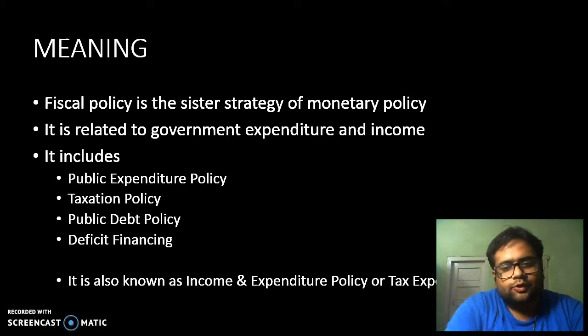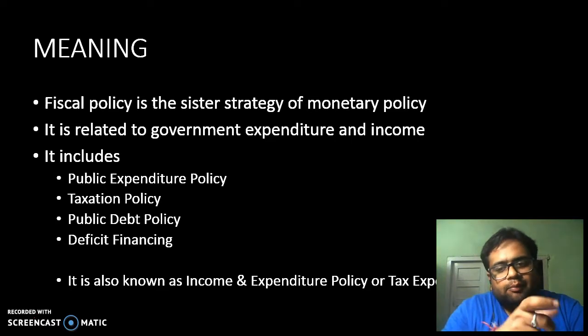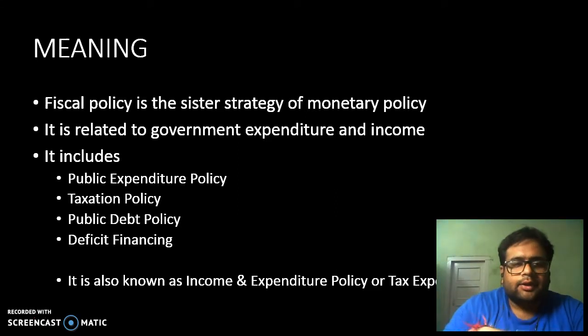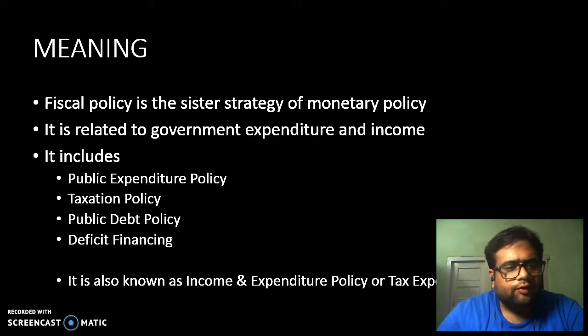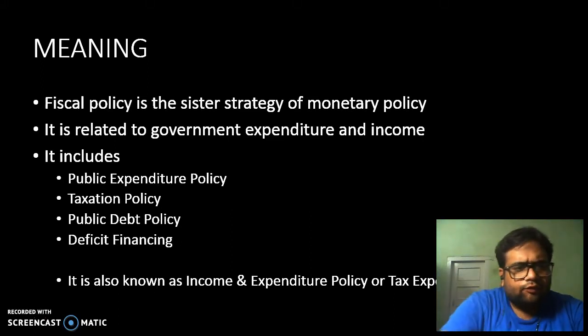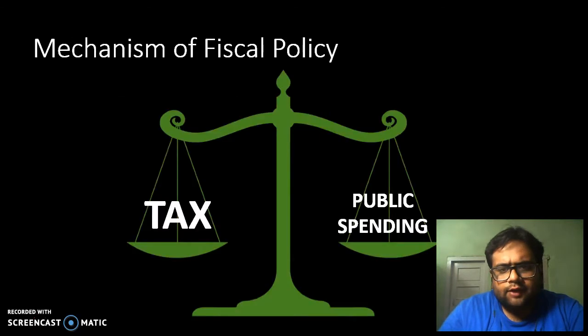So that is the last portion over here, deficit financing: how we can overcome that gap, how we can bridge that gap. That is deficit financing, and I'll explain these policies with you, that is public expenditure policy and taxation policy.